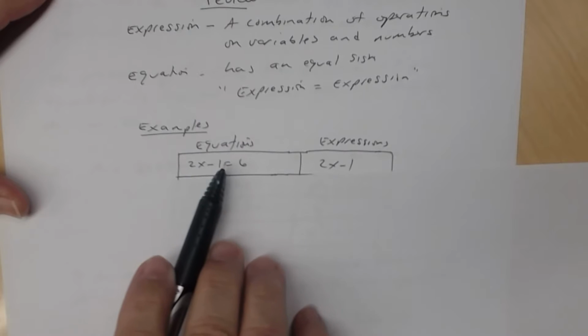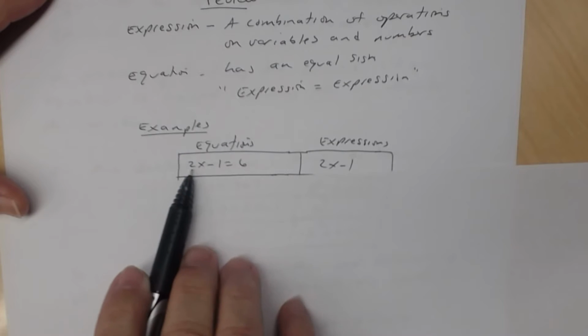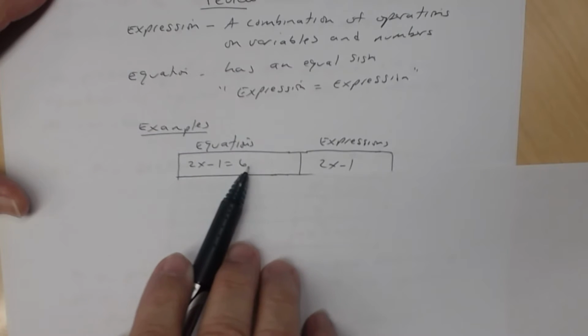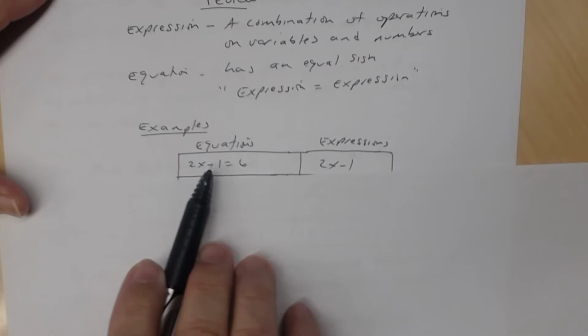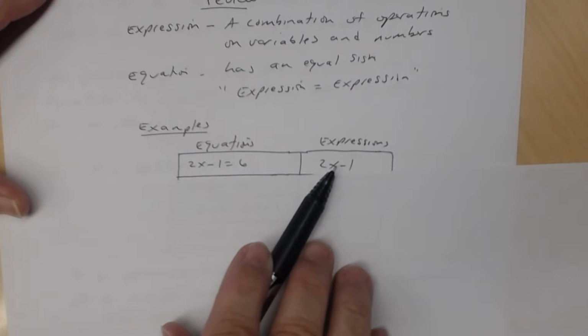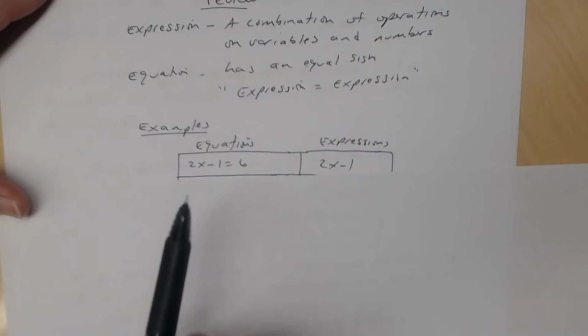So here are some examples. For example, this is an equation because you have these two expressions. On the left side you have 2x minus 1. On the right side you have 6, and they're equal to each other, so that's an equation. This is just an expression because there's no equal sign. And notice a variable here is x.